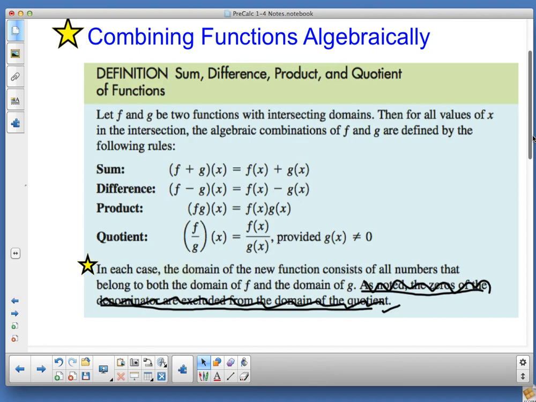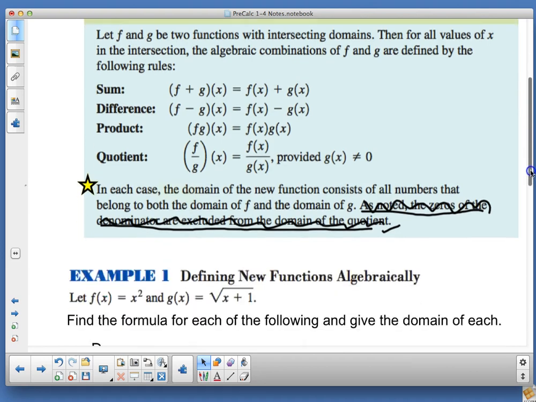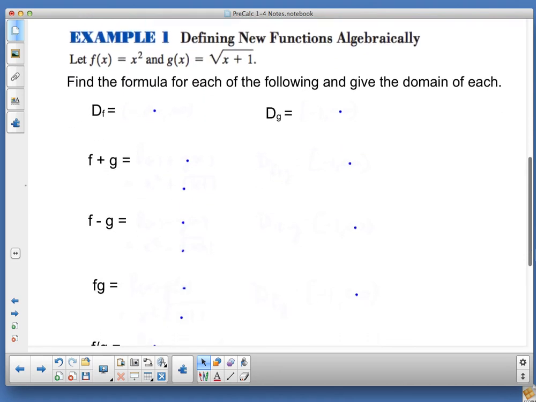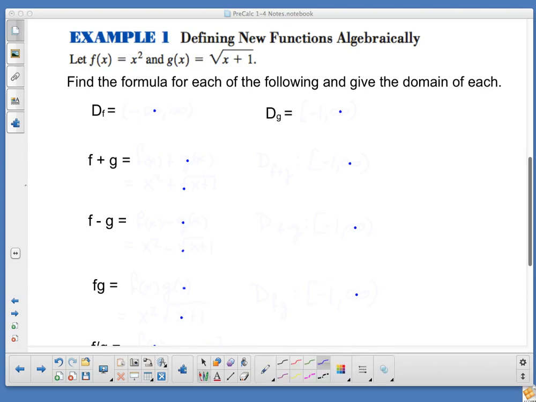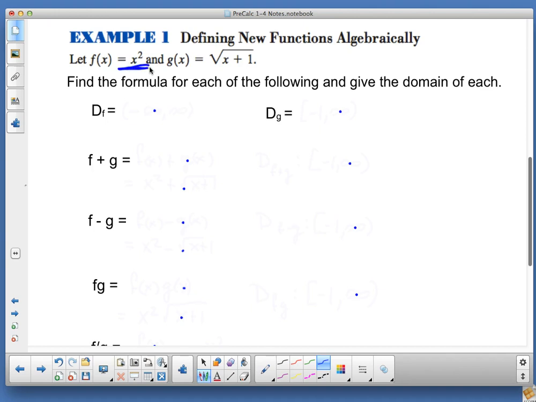Now, as we're going on, let's talk about the different things we can do. D sub f, that capital D sub f, is the domain of the f function. So if I'm looking at f, f of x is x squared. What's the domain? That's a parabola, and its domain is from negative infinity to infinity, everything works, right? I'm not talking about the range. I'm talking about the domain of f.